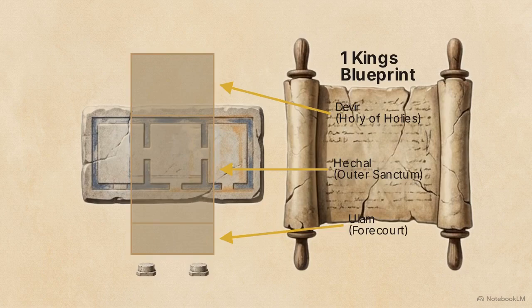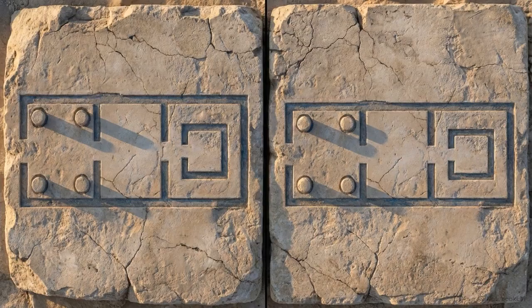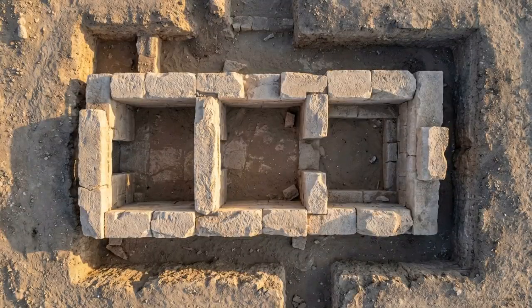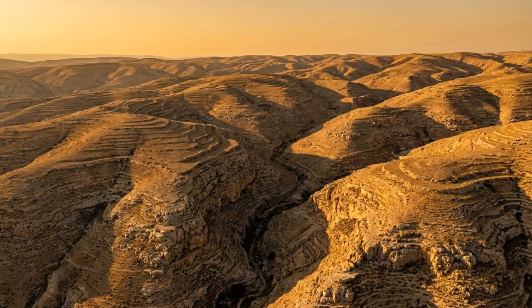The biblical pillars Jachin and Boaz also find a physical parallel in the twin column bases positioned at the Motza entrance. This specific tripartite arrangement was a standard for public architecture across the Iron Age Levant, found at other sites like Ain Dara in Syria. The discovery at Motza proves that the architectural blueprint described in 1 Kings was a physical reality in 9th century Judah, built in the same region and era the text describes.